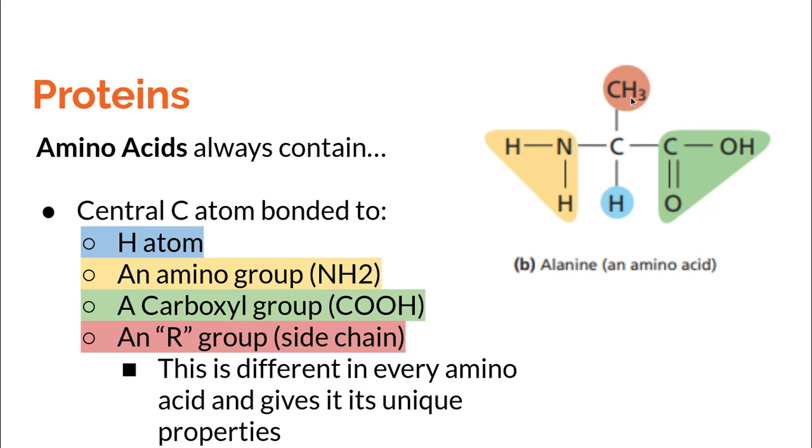And then we have in red what's called an R group. So we can pretty much fill in the blank with a whole combination of atoms on this side. For each amino acid, it has a different R group. So that's what makes them different from one another and gives them their own unique properties. So for amino acids, the yellow, blue, green part, this all stays the same. It's just the red R group that varies.